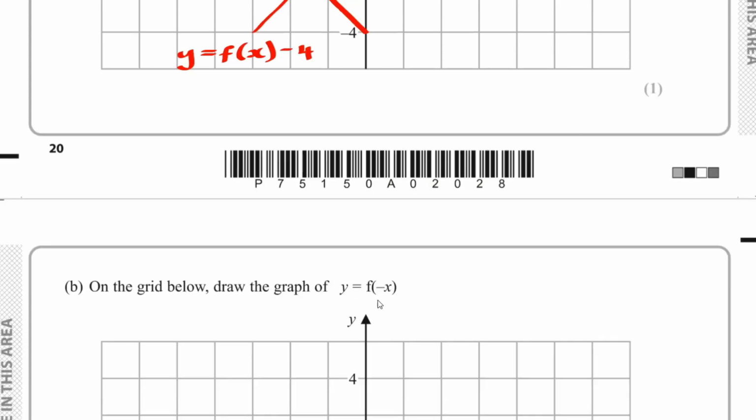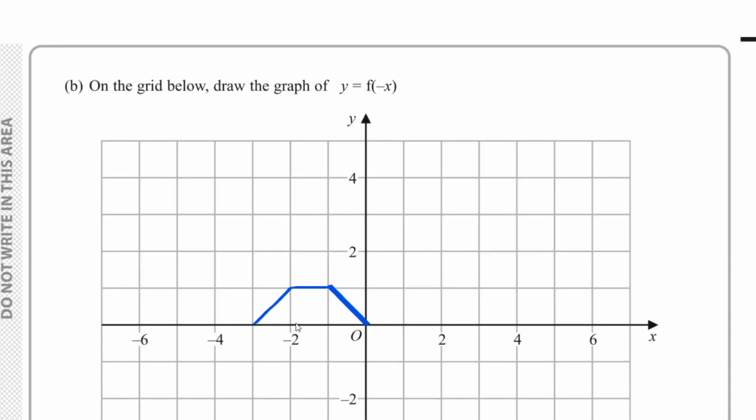Now we have to draw the graph of y equals f of minus x. Here is the graph of y equals f of x, and what I need to do is reflect this in the y-axis. And reflecting in the y-axis, we end up with the graph positioned here. So here is the graph of y equals f of minus x.